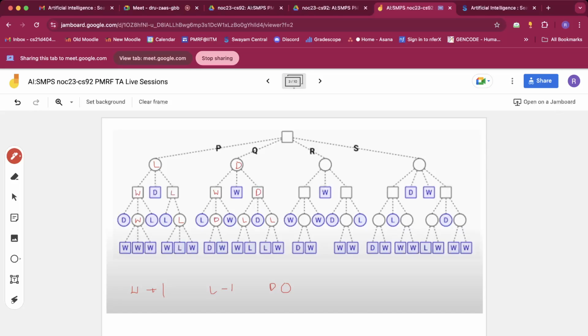This again is a min node, so it will go for a draw. This will go for a win, this will go for a win again, this will go for a loss, this will go for a loss. And let's have a look at this node. This will go for a draw, this will go for a win, this will go for a win. Sorry, this should have gotten a win, right?